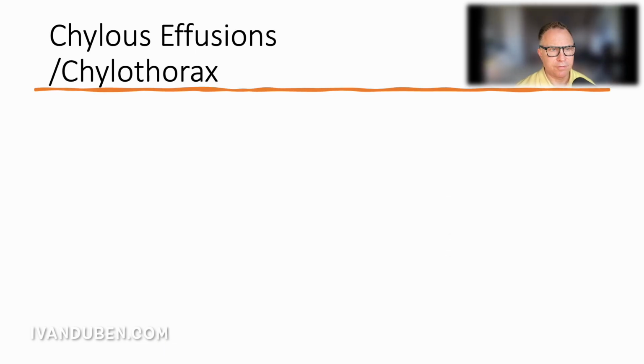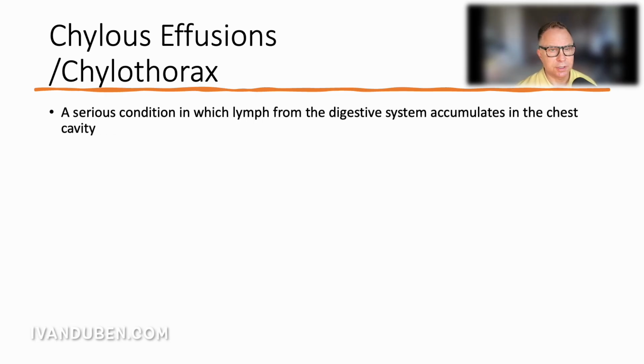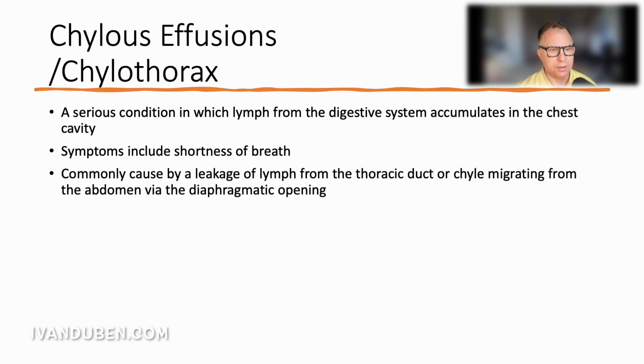Another lymphatic-related mediastinal pathology is the coalesced effusions, called chylothorax. A serious condition in which lymph from the digestive system accumulates in the chest cavity. Symptoms include shortness of breath, commonly caused by leakage of lymph from the thoracic duct or chyle migrating from the abdomen via the diaphragmatic opening.